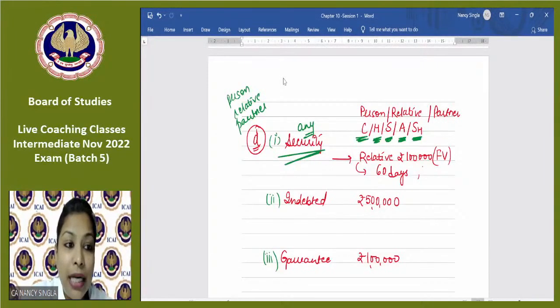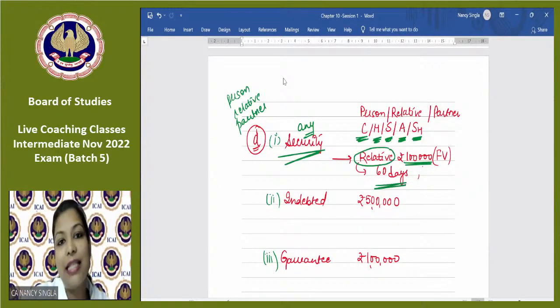Okay? But a relative can hold a security up to face value not exceeding rupees 1 lakh. And in case it exceeds 1 lakh, then a 60 days grace period has been given to the auditor to take a corrective action. Corrective action का क्या मतलब है? That the shares will be sold off.